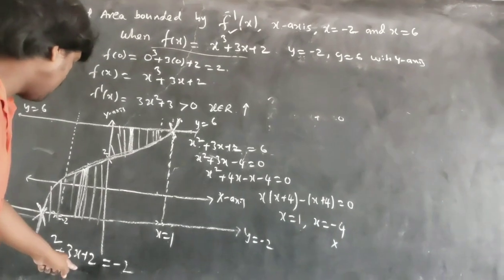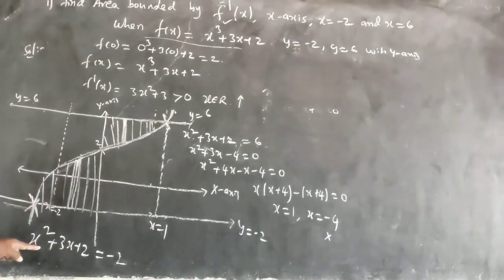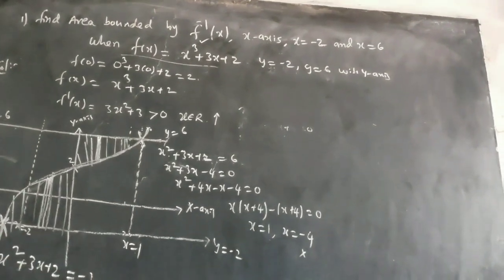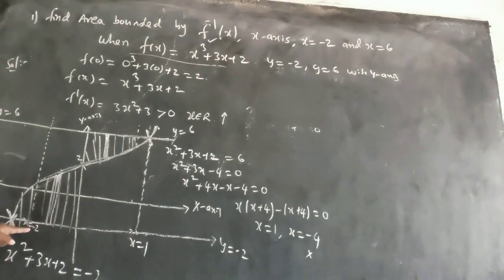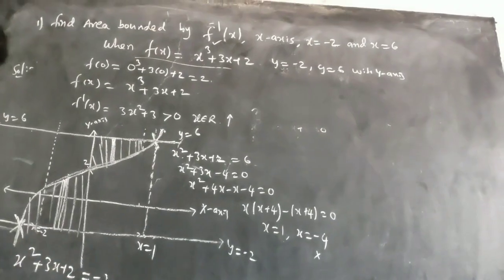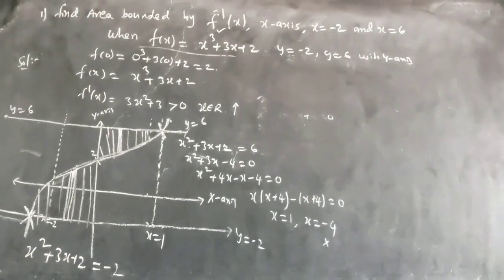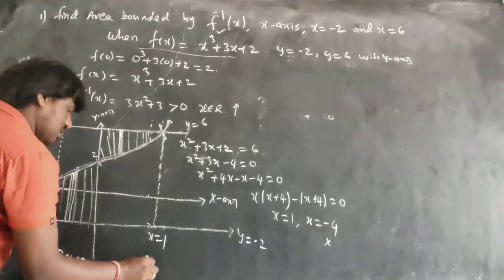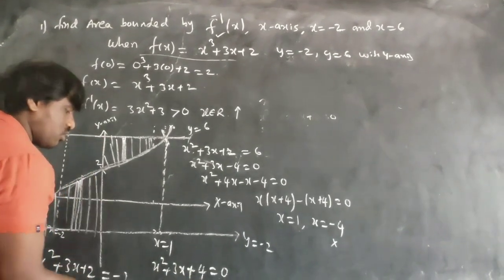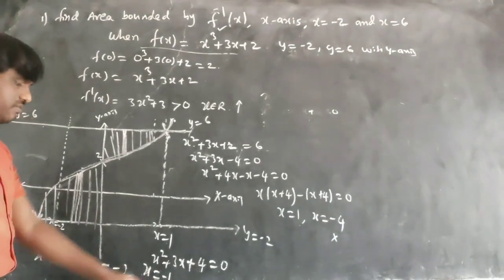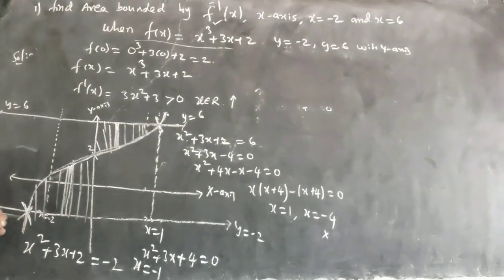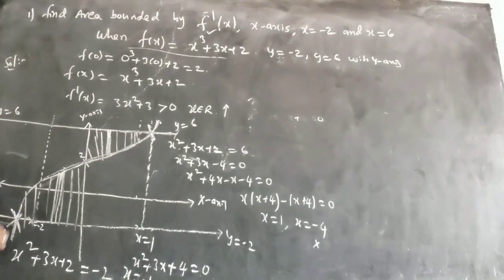Which value will give the right answer? That is required to know. Y is equal to, is it minus 2? Yes, y is equal to minus 2, not plus 2. So x square plus 3x plus 2 is equal to minus 2. Minus 2 sent to this side becomes plus 2, so I get x square plus 3x plus 4 is equal to 0. So x is equal to minus 1 is the solution here. So I get the line x is equal to minus 1.